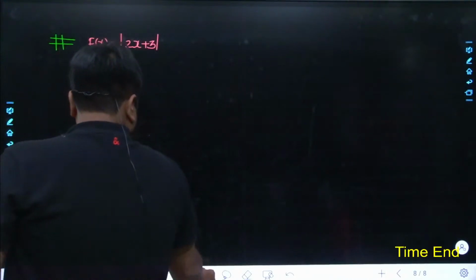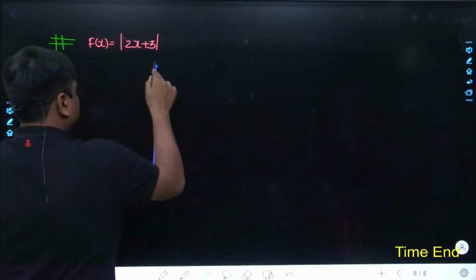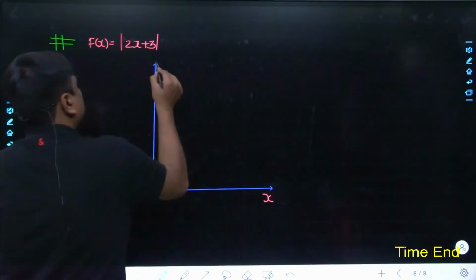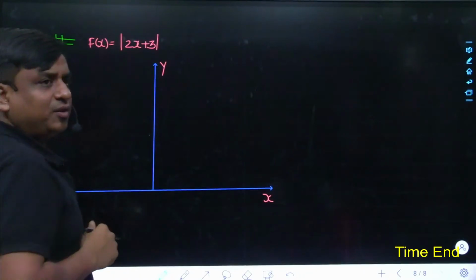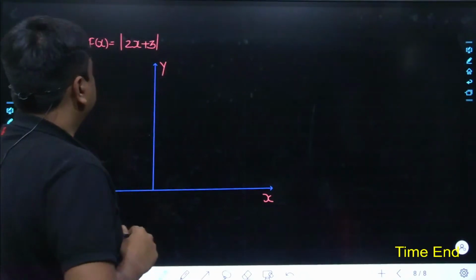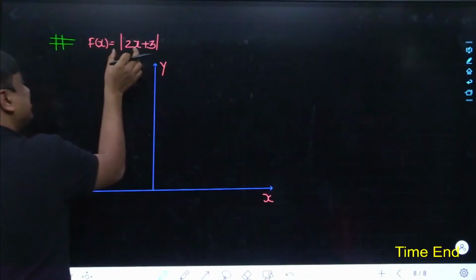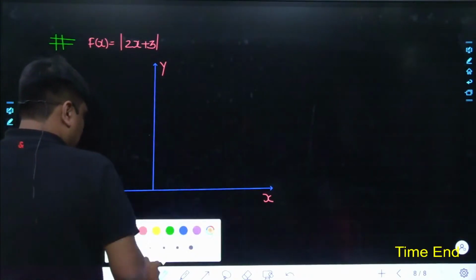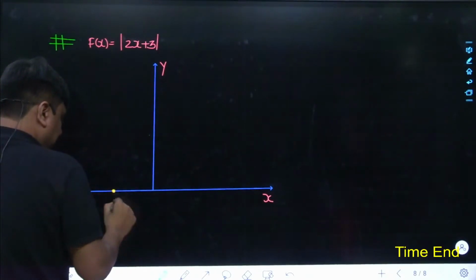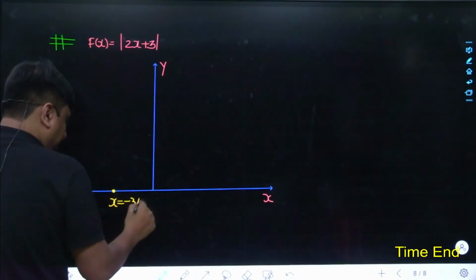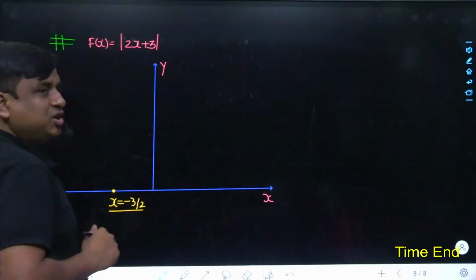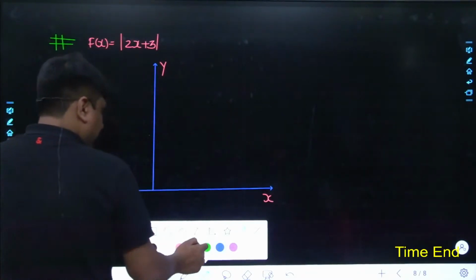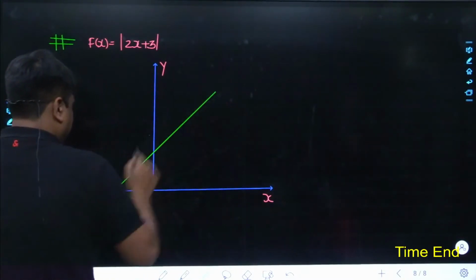It's quite easy, my dear friend. Just do one thing. Let me draw the xy plane. Here comes the x axis, here comes the y axis. What you had to do is compare 2x plus 3 with 0. So the value is minus 3 by 2, which would come towards the left hand side. So x equals minus 3 by 2 is a point where the changeover is going to take place. Towards the right hand side, it would be increasing, and towards the left hand side, it would be decreasing.